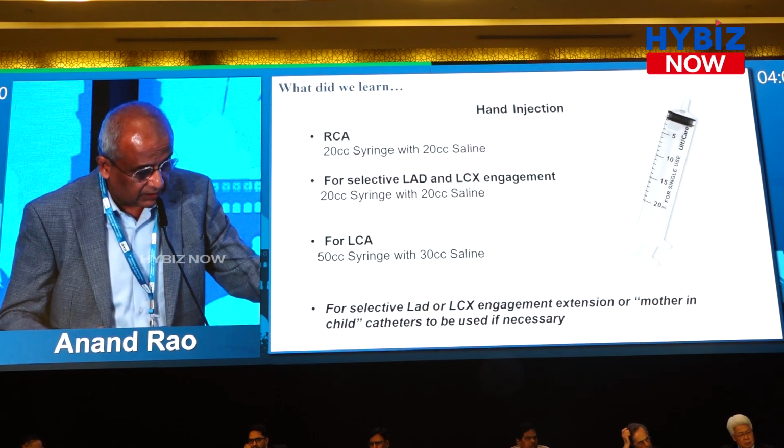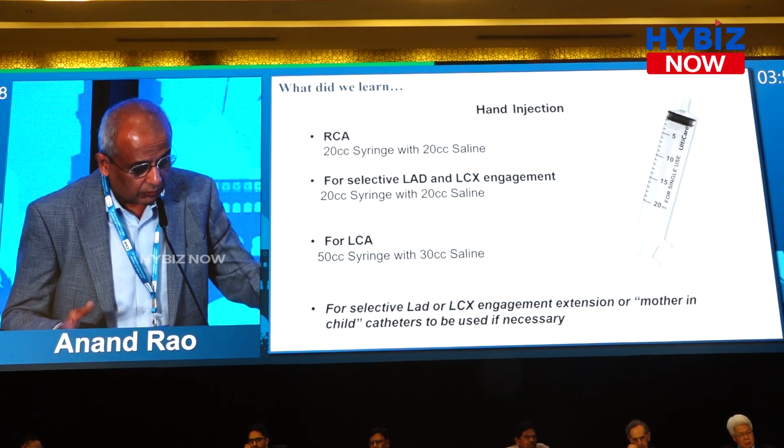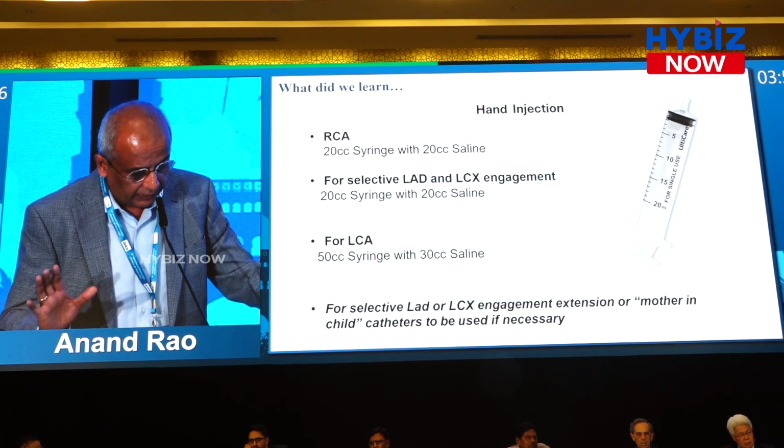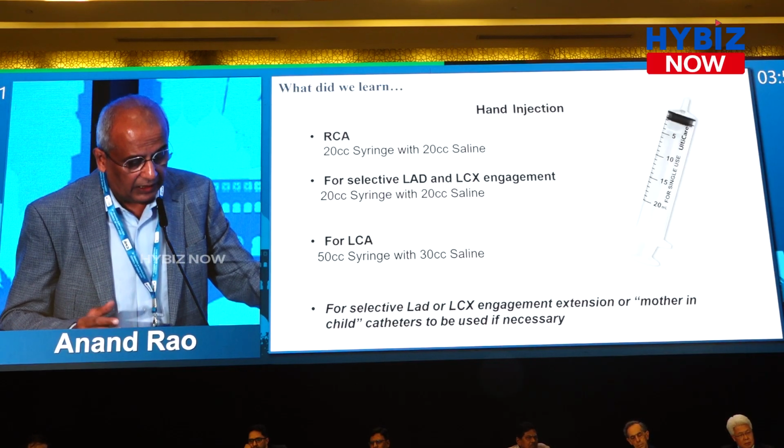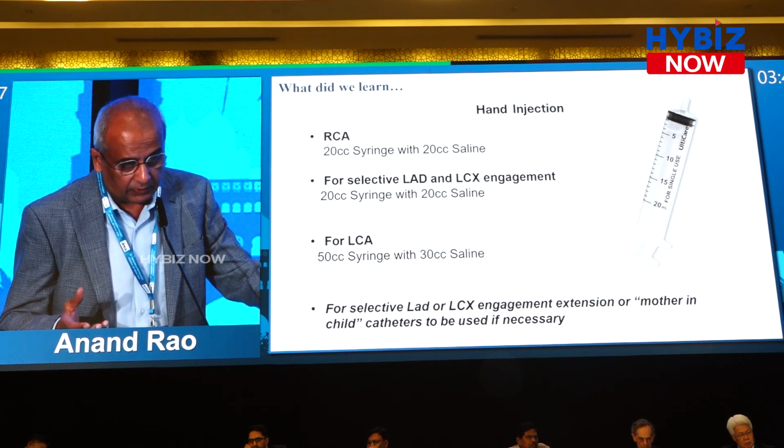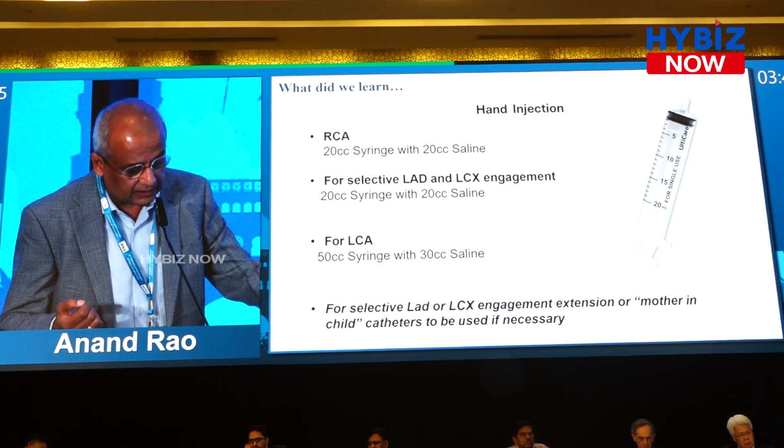So this is the algorithm. What we have done for RCA is a 20 cc syringe with 20 cc saline, which works out very well. Even if it's a super dominant vessel, it works very well. For selective LAD and LCX engagement, use a 20 cc syringe with 20 cc saline, with your guide extension catheter.